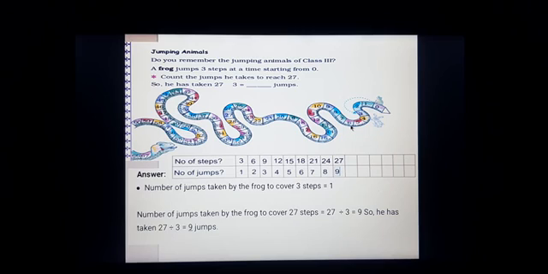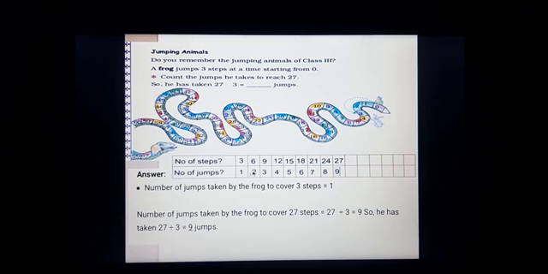For 2 jumps, 6 steps, right? So 1 jump is 1 3s are 3. So 2 jumps, 2 3s are 6. 3 jumps, 3 3s are 9. Like that it is taking. So up to where you have to find out? Count the jumps he takes to reach 27. So from starting at 0 he reaches 27. Till he reaches 27, how many steps is he taking there? You have to see there.